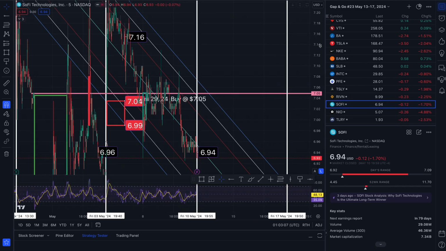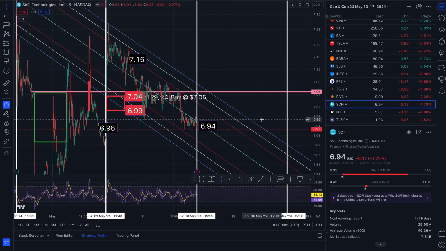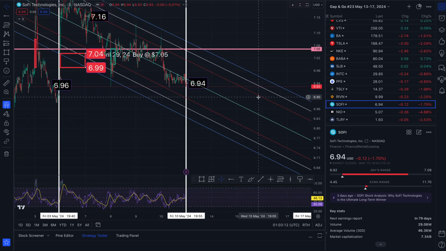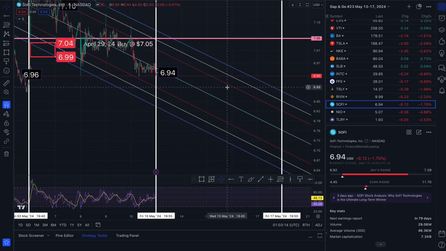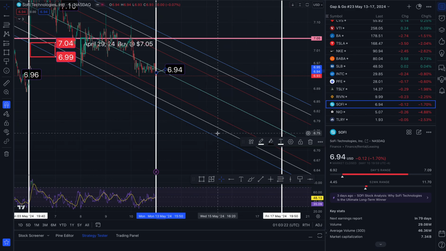SOFI. So this is the thing I hate about TradingView. It's so, I don't know, tender is the word. It just drives me bonkers. I move very quickly, and when I try to do it too fast, things just get wonky and it drives me batty.